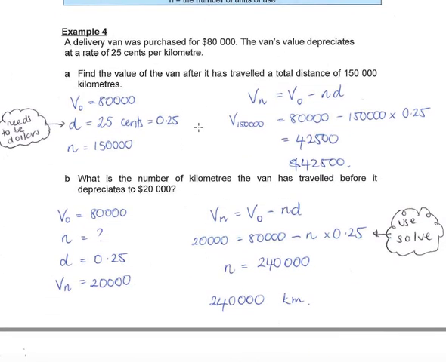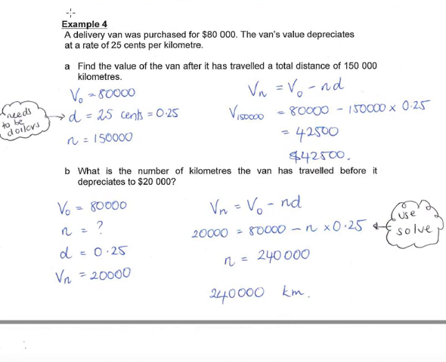So our final example here is talking about a delivery van. It was purchased for $80,000 and it depreciates at a rate of 25 cents per kilometre. So we need to find the value of the van after it's travelled 150,000 k's. Our initial value here, we've written that as 80,000. The depreciation is 25 cents or 0.25, so we're doing that in dollars.